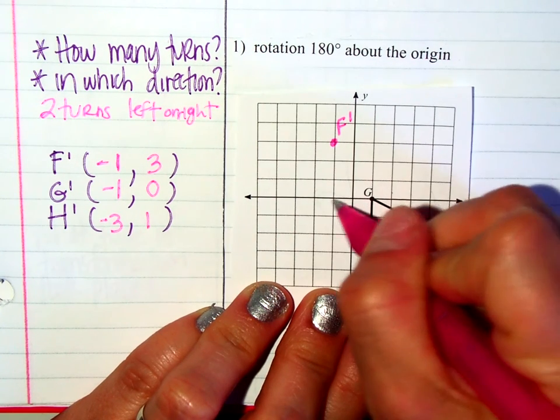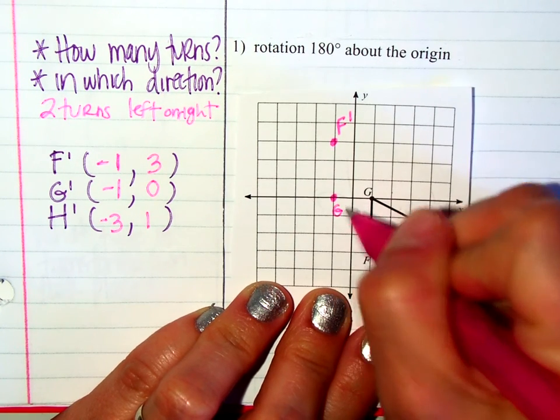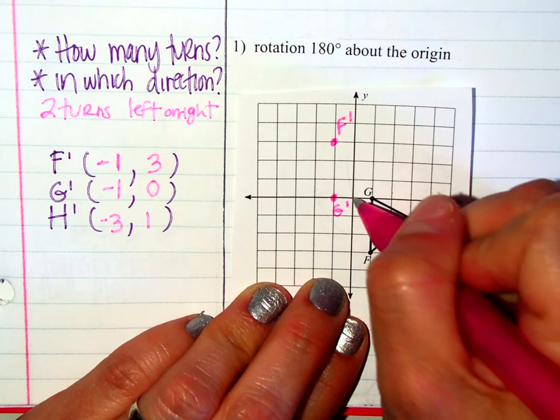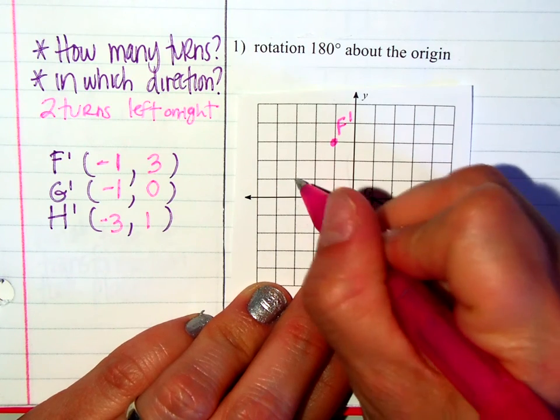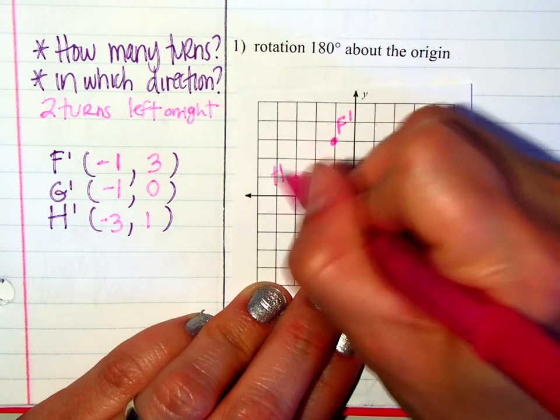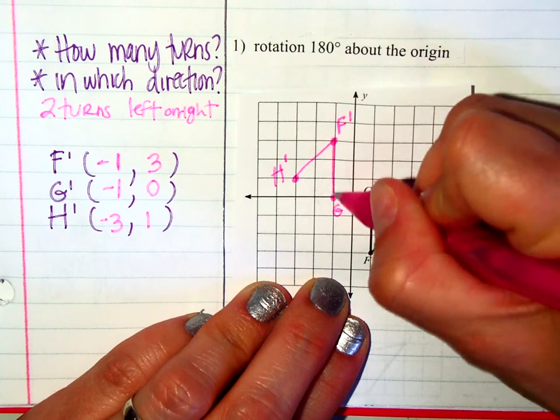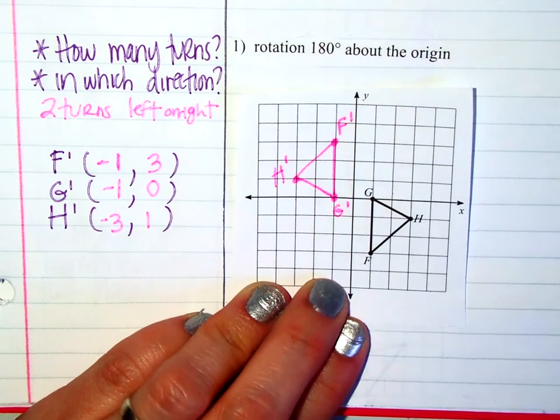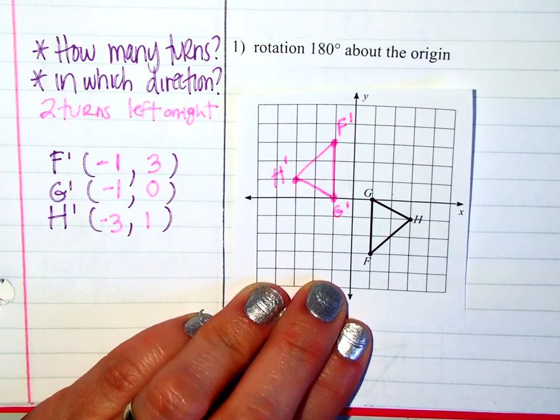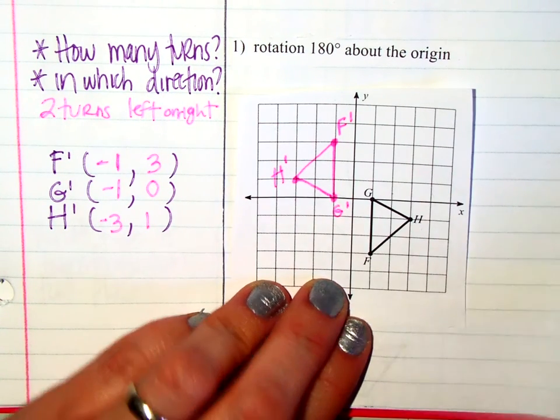G prime is negative 1, 0. And H prime is negative 3, 1. So 1, 2, 3 left, up 1, H prime. Okay. All you have to do is take your straight edge and draw your image. Pretty neat, huh? Okay. Let's try a few more.